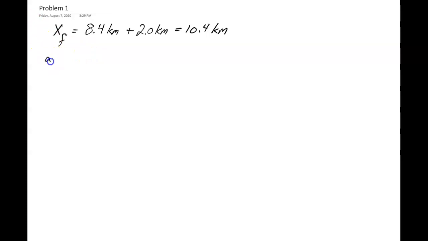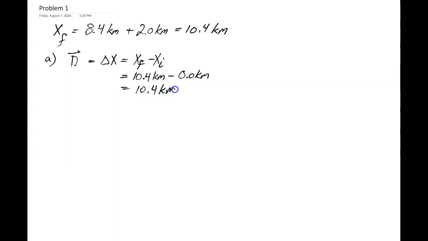And now we can say that the displacement d vector is nothing more than delta x, which is x final minus x initial. And if we assume we start at 0, then we get 10.4 kilometers minus 0 kilometers, or 10.4 kilometers.